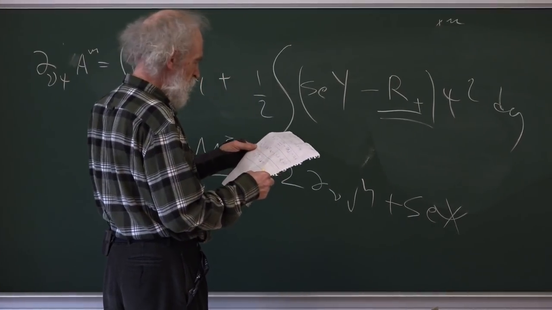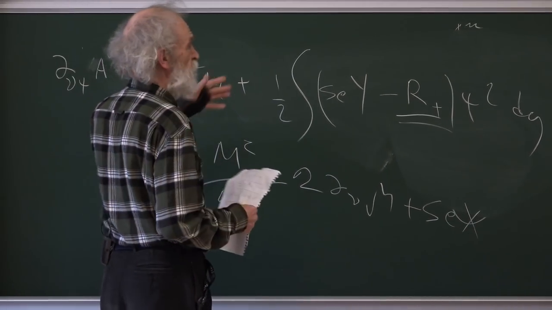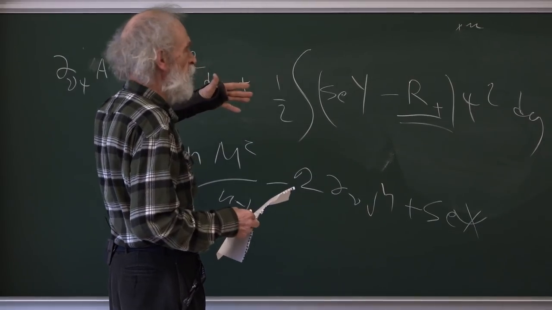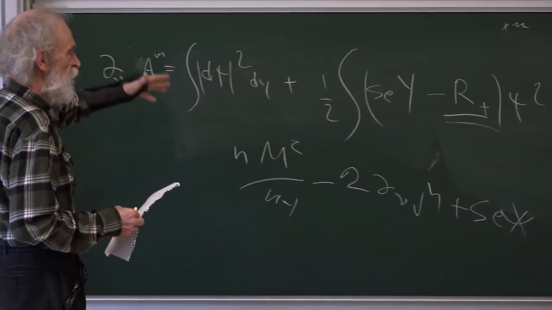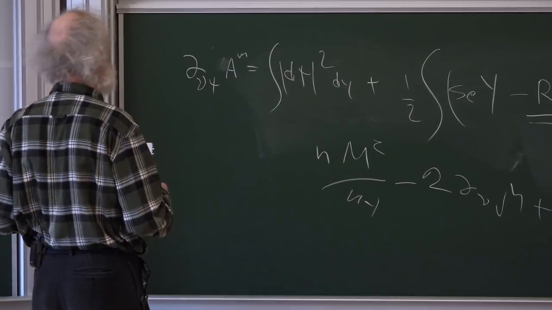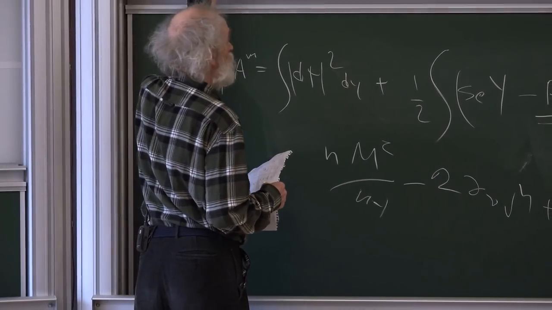And in the end of the day, what you do, once you know this operator is positive, you take the first eigenfunction and construct a new metric over this y.